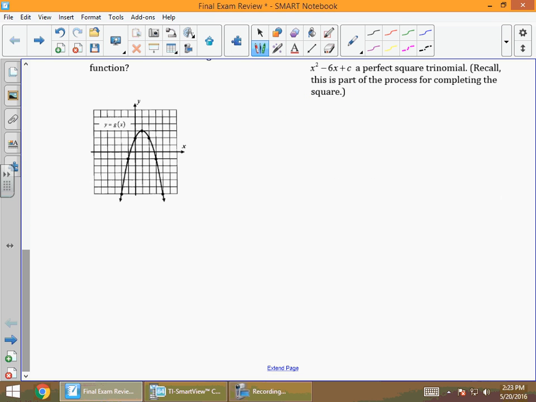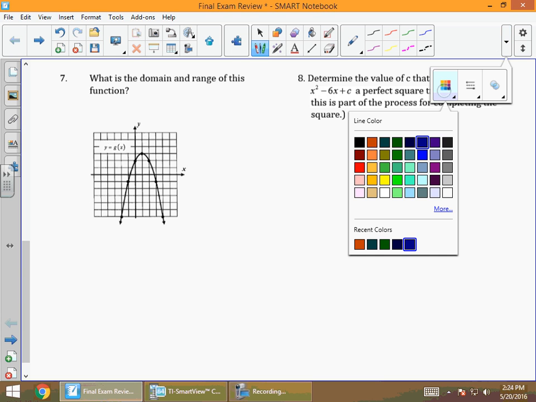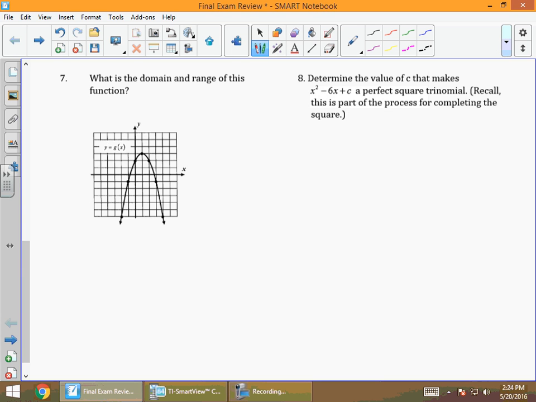We're going to look at number 7. It says, what is the domain and range of this function? Domain and range when a picture is given. It's as simple as figuring out domain, I think left and right. How far left will it go? How far right will it go? Range, I think about up and down. How high will it go and how low will it go?